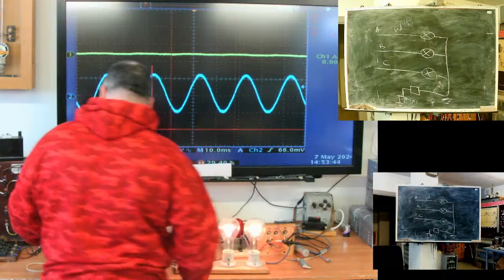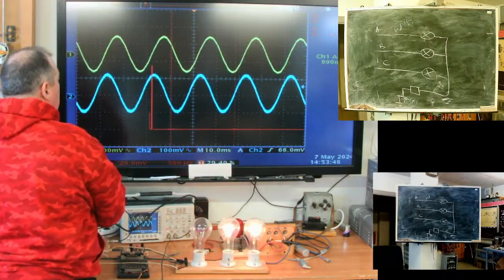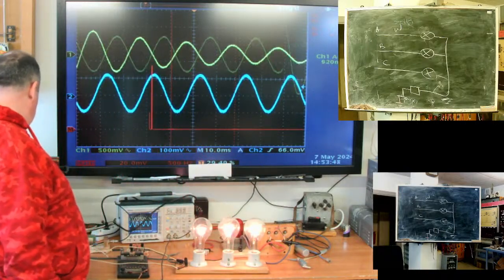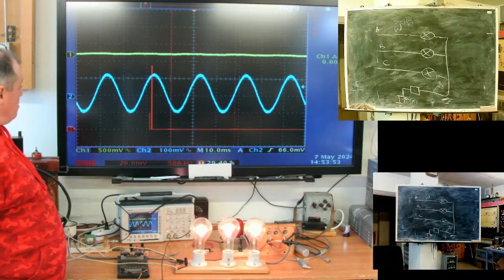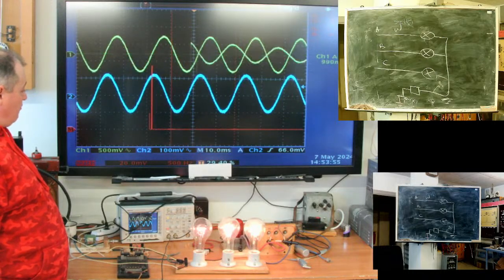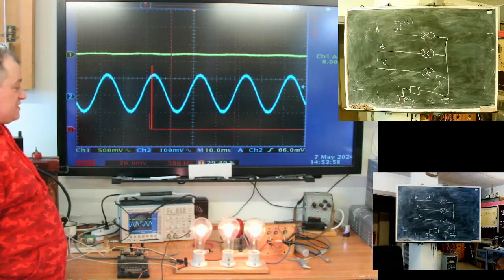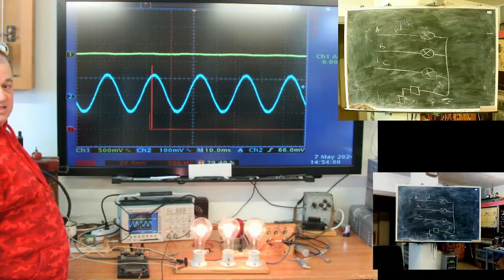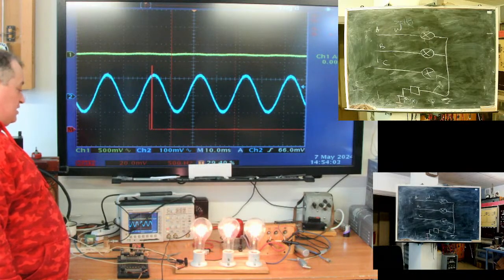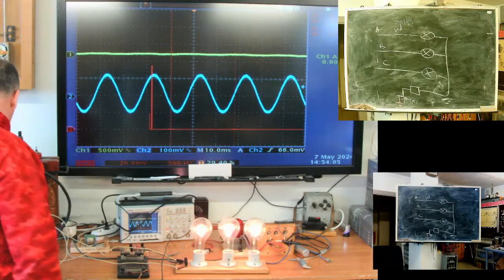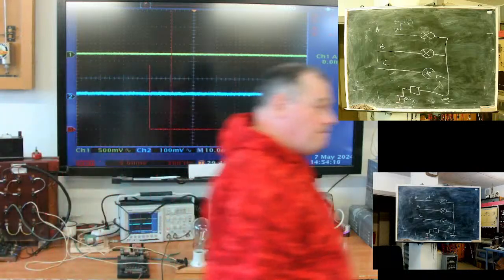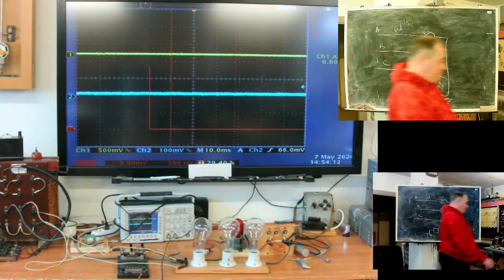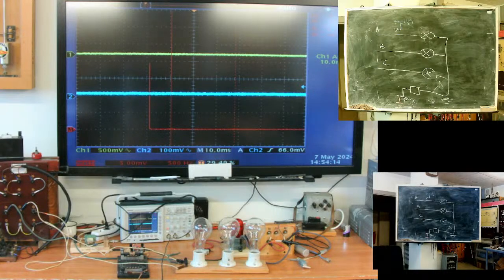Let me check. I'll disconnect phase C. It is 0. Very nice. What do I need to do? Bring a modern load here. Load.